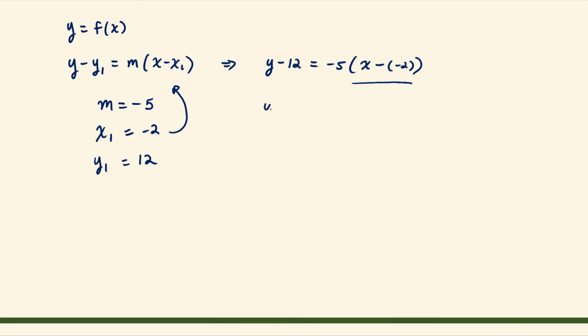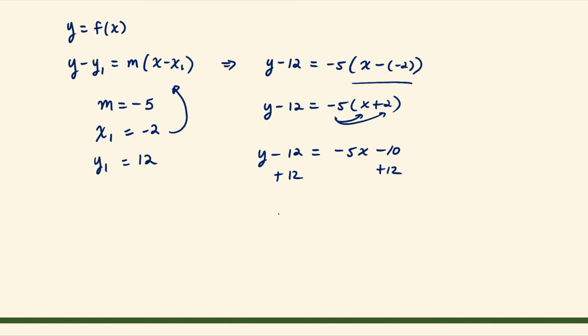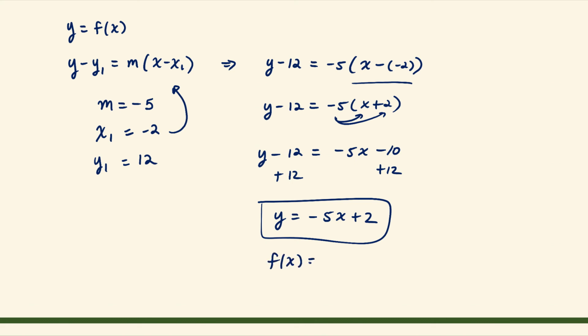minus -2 will give us x plus 2. Next, we use the distributive property with our -5, giving us y minus 12 is equal to -5x minus 10. And next, we add 12 to both sides of the equation, giving us y is equal to -5x plus 2. Therefore, the equation that defines y equals f of x is y equals -5x plus 2, which could also be written as f of x is equal to -5x plus 2.